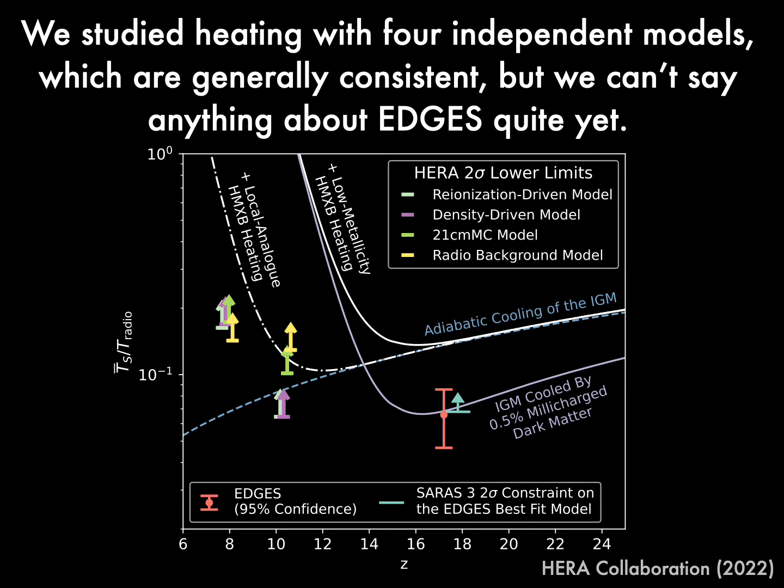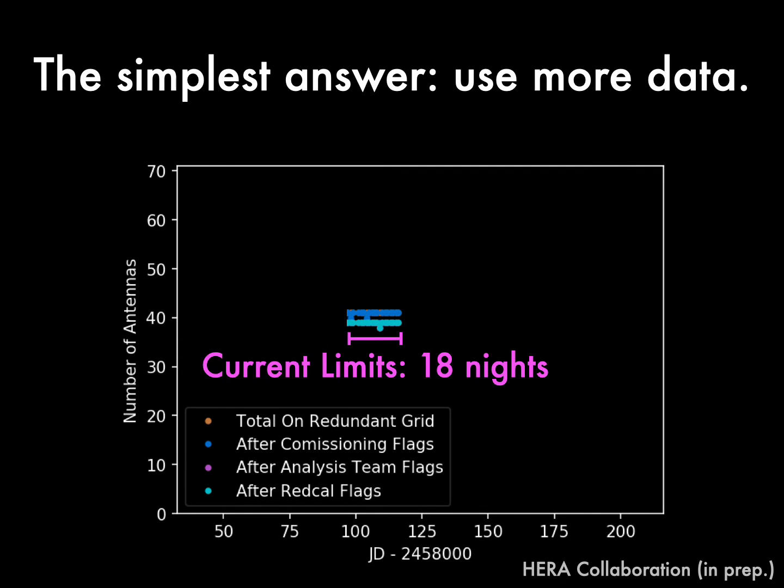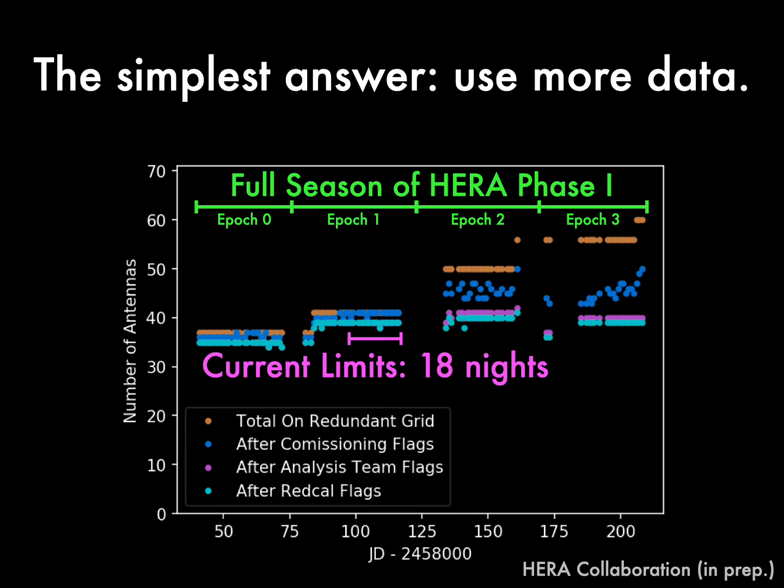So, what's next for HERA? After these first limits that we put out, we had a framework by which we could use those same techniques and just apply more data. So the simplest answer is just use more data to get a better measurement. Our current limits, as I mentioned, are from 18 nights of data, but we have a full season of data from what we called HERA phase 1. I'll get into phase 2 in a second, which we then split into a variety of epochs to analyze.